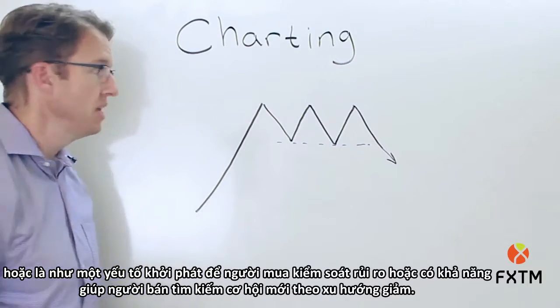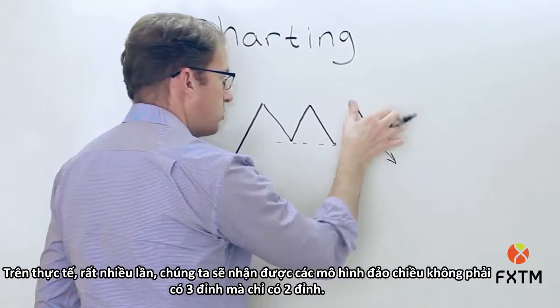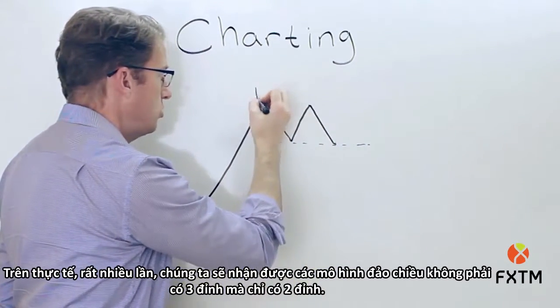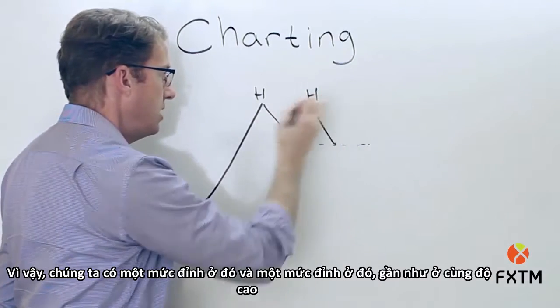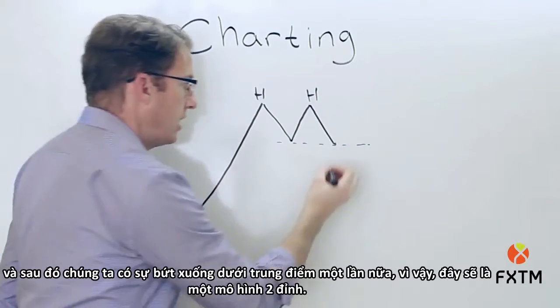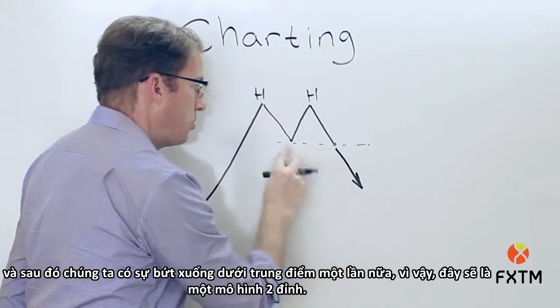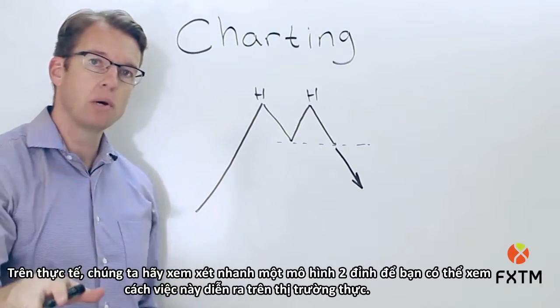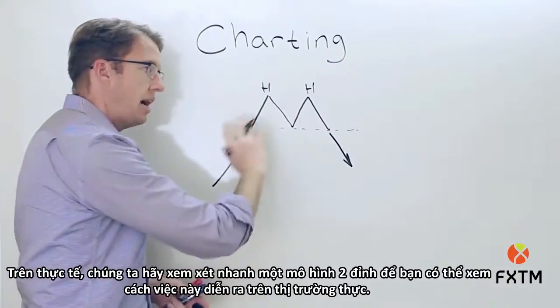to the downside. In fact, many times we'll get reversal patterns that are not 3 tops, but just 2. So we have a high there and we have a high there, roughly at the same height. And then we have a break below the midpoint again. So this would be a double top. In fact, let's take a quick look at a double top so you can see how this plays out in the live market.